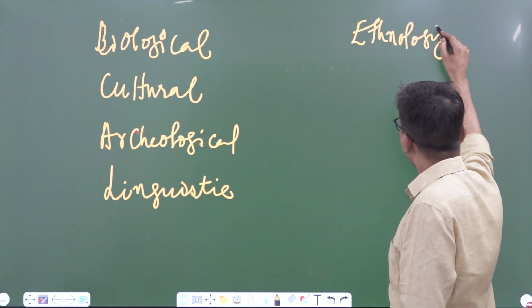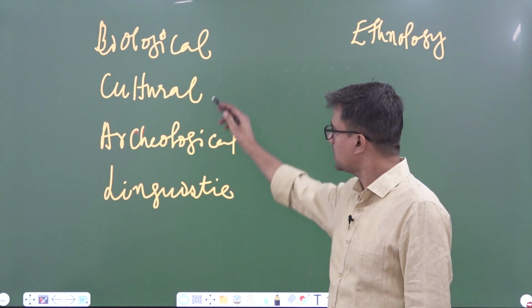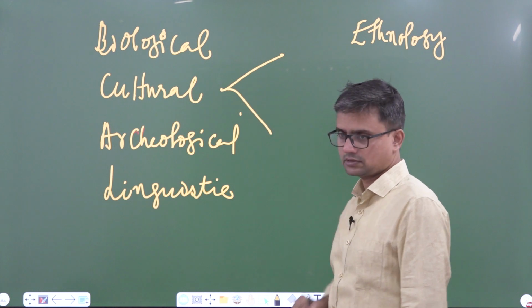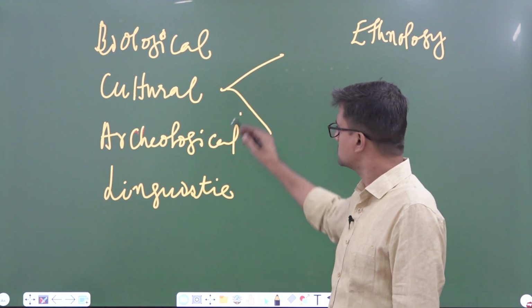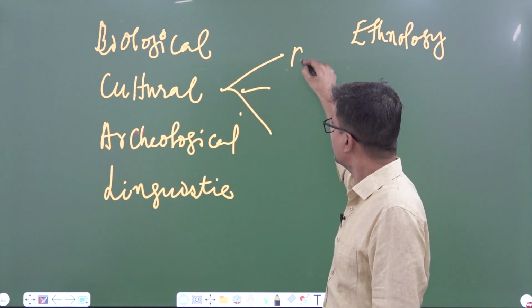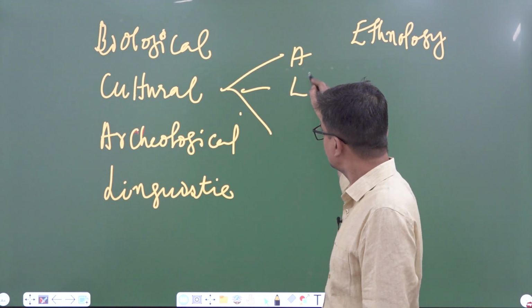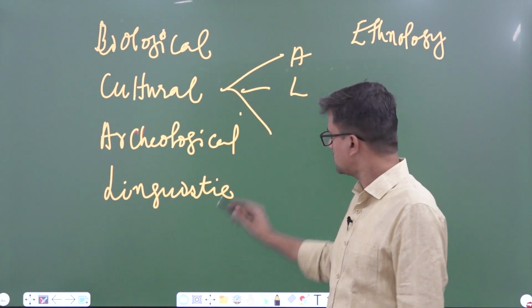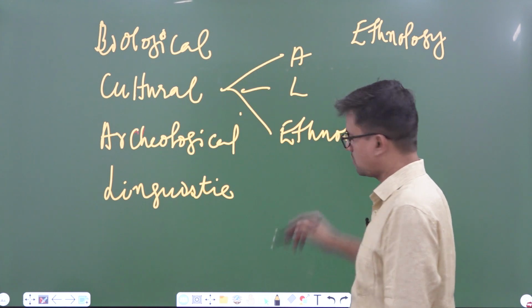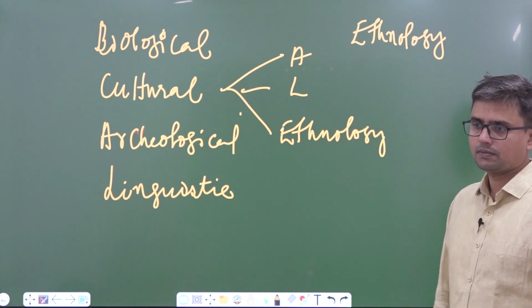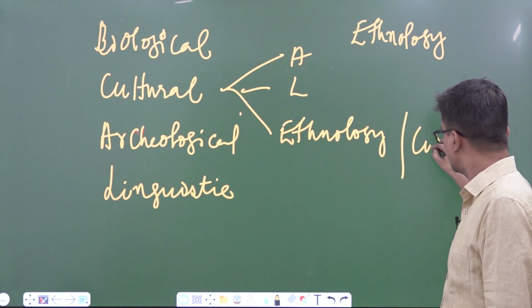Frankly speaking, cultural anthropology has three branches. One is the archaeology. The next is the linguistic and ethnology. Ethnology itself is called as cultural anthropology.